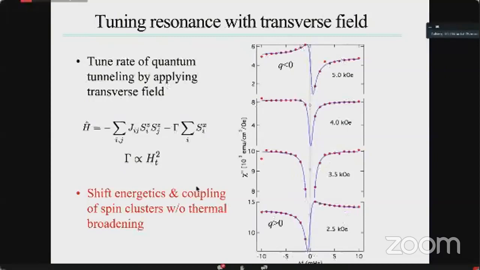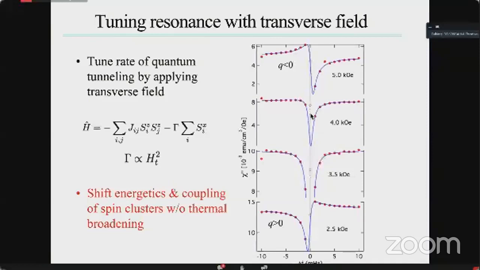So I'm shifting the energetics and the coupling of the spin clusters. The phonoparameter Q being 0 is interesting because that's where you basically decouple from your environment. That's what it means. There's no interference between those paths. There's no more response to the external field. Okay, and you can see that happens around 3.5 kilogauss here.